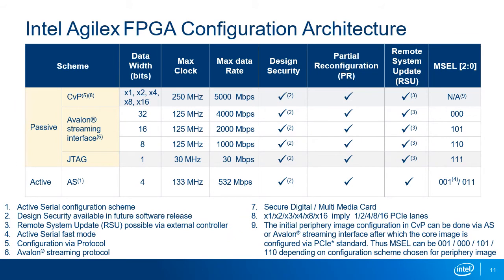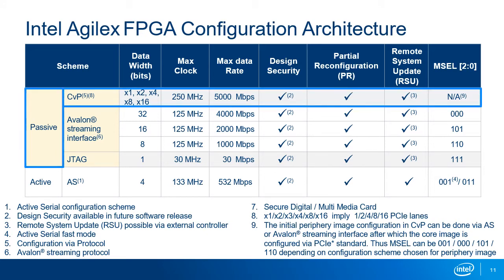This table shows the capabilities of the configuration schemes supported by Agilex devices. The first passive configuration scheme we cover is configuration via protocol, also known as CVP, which is performed using 1, 2, 4, 8, or 16 lane PCI Express interfaces, utilizing up to 250 MHz. CVP is performed in two phases, initial phase and update phase.